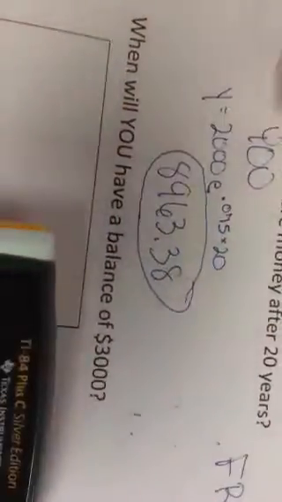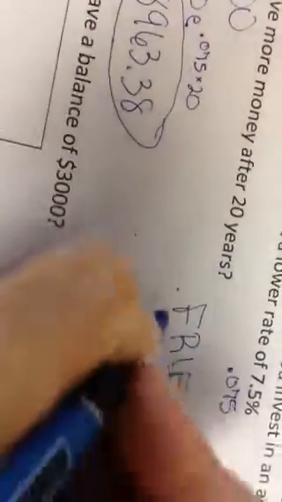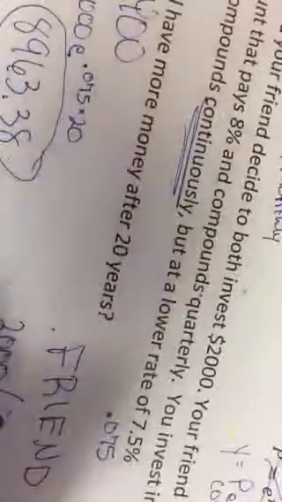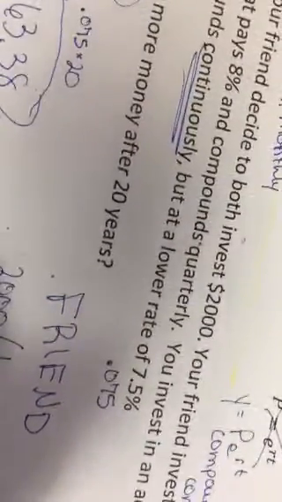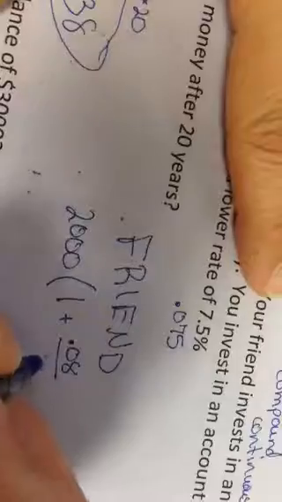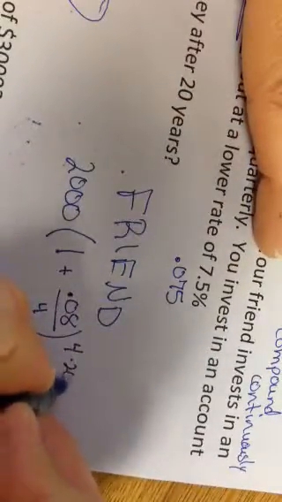Okay? So now your friend's going to do this with the other formula, compound quarterly. So for principal, he's still doing $2,000. And now he's going to do 1 plus his rate. And his rate is 8%, which is 0.08 as a decimal. And since he's compounding quarterly, that n is going to be a 4. And then that 4 appears again in the exponent, and then after 20 years.